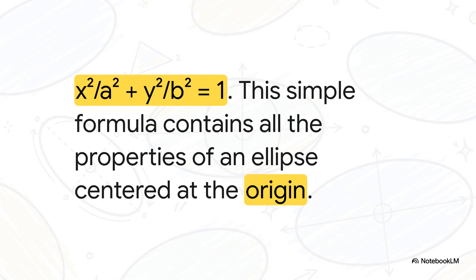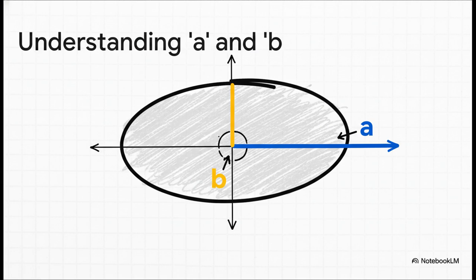I mean, it looks almost too simple, doesn't it? But that's the beauty of it. All those properties we just talked about are packed right into this one neat little formula. And here's the best part. Those letters, A and B, in the equation, they aren't just some random math variables. They are the exact measurements we just identified. A is half the major axis, and B is half the minor axis. The equation is literally built from the physical size of the ellipse itself.